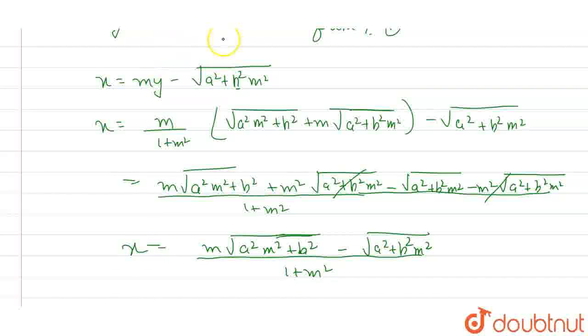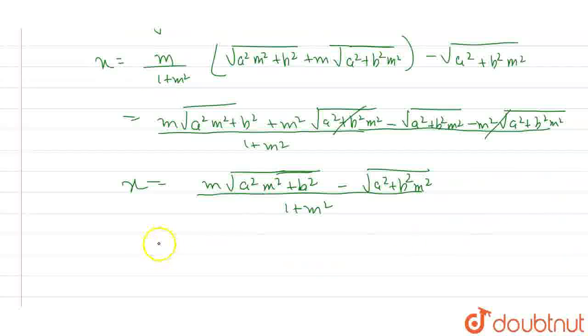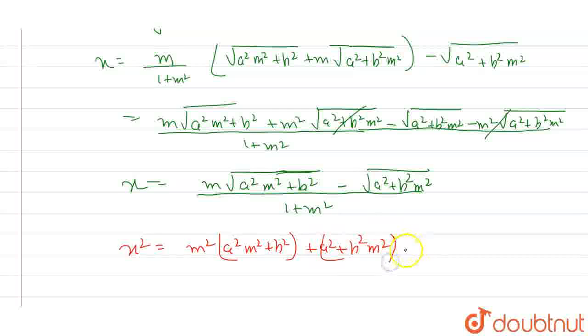Now the same step: I'll just square both sides. So this will become x square, and if I open the formula of a plus b whole square, this will comprise m square, again a square m square plus b square, right? And this will come out as a square plus b square m square, right? Simple. And this will become minus 2m, and then the product of these two equations, we have a square m square plus b square, a square m square plus b square, with the product of what?